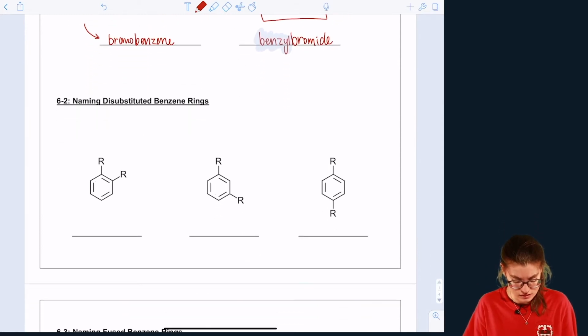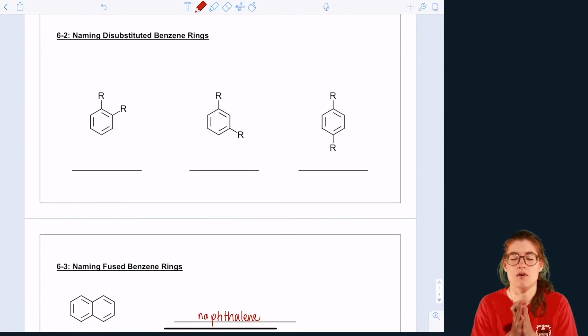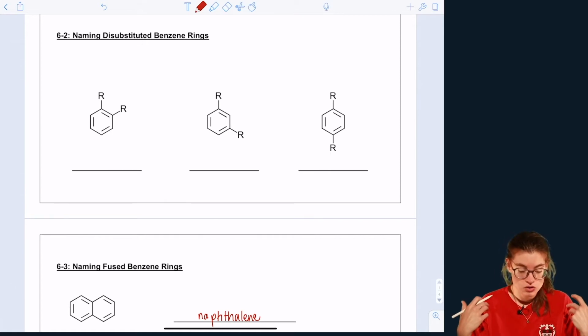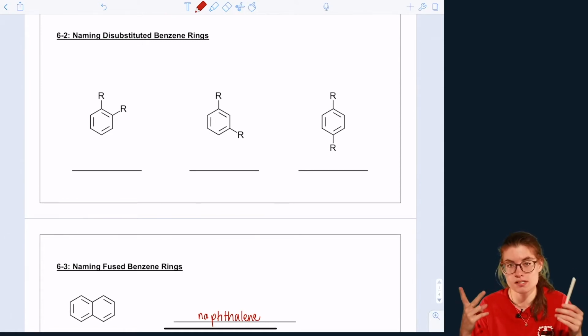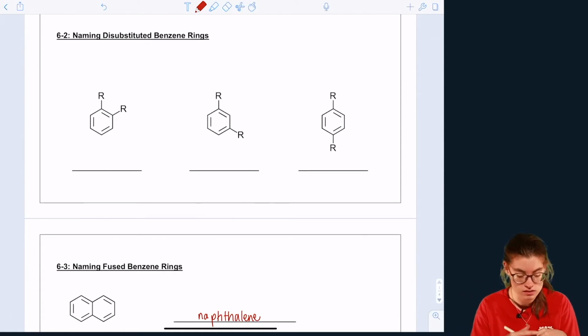When it comes to benzenes. Okay, now naming di-substituted benzene rings. If it's more than di-substituted, if you have more than 2 substituents, you can't do this. You have to have exactly 2 substituents on a benzene ring to do this.